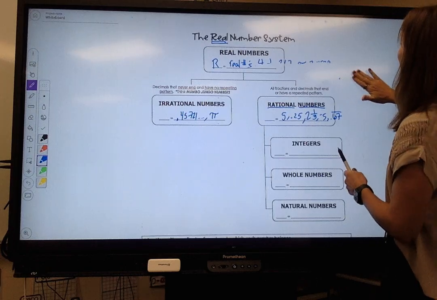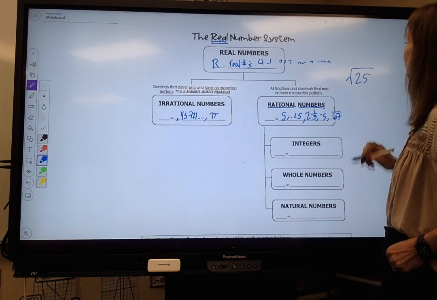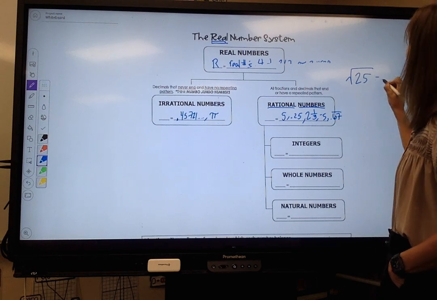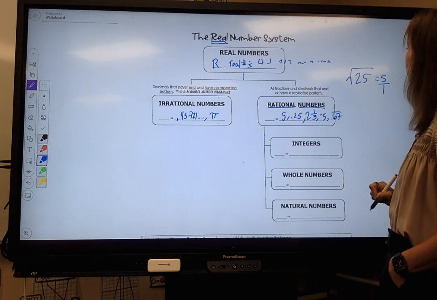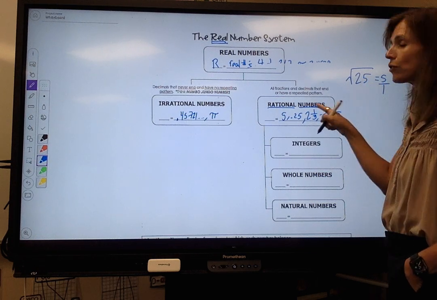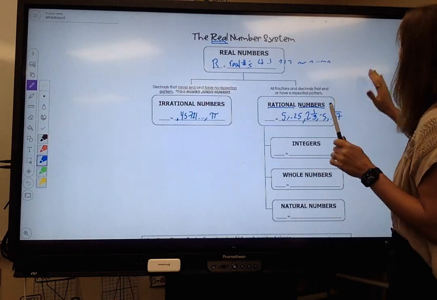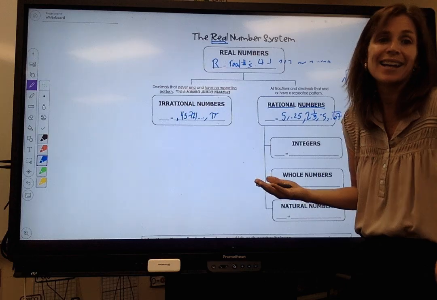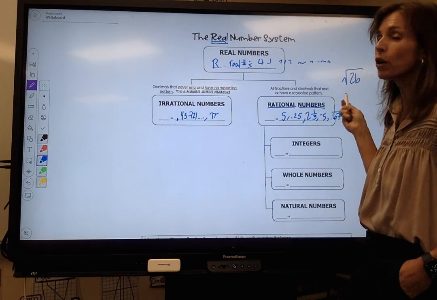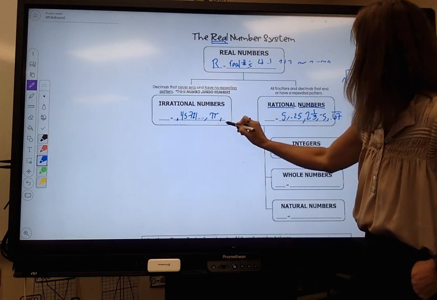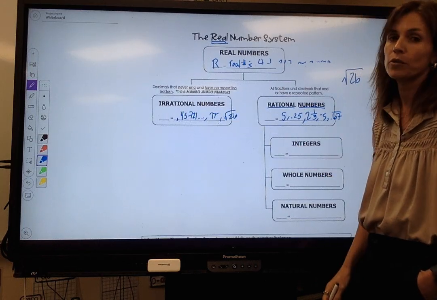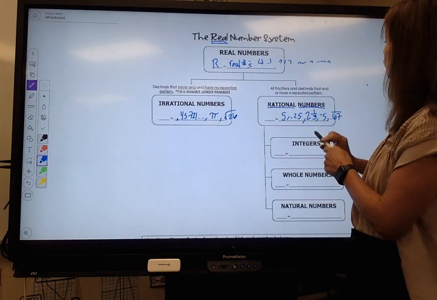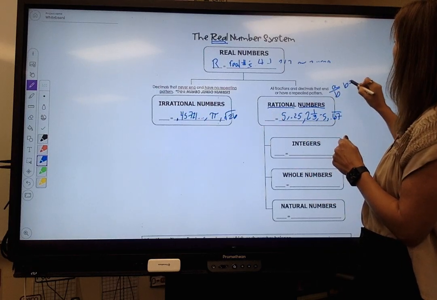A number like this, square root of 25. Can I make that fit the form A over B? Well, yeah, because the square root of 25 is 5, and I can turn it into 5 over 1. So square root of 25 would actually go under rational numbers. Now, look at the square root of 26. Can I take the square root of 26? I can't. It's not a perfect square. So if it's not a perfect square, it's going to go into my irrational numbers. Okay? So those are the two categories, rational and irrational. Rational numbers have to fit the form A over B, where B cannot be 0.